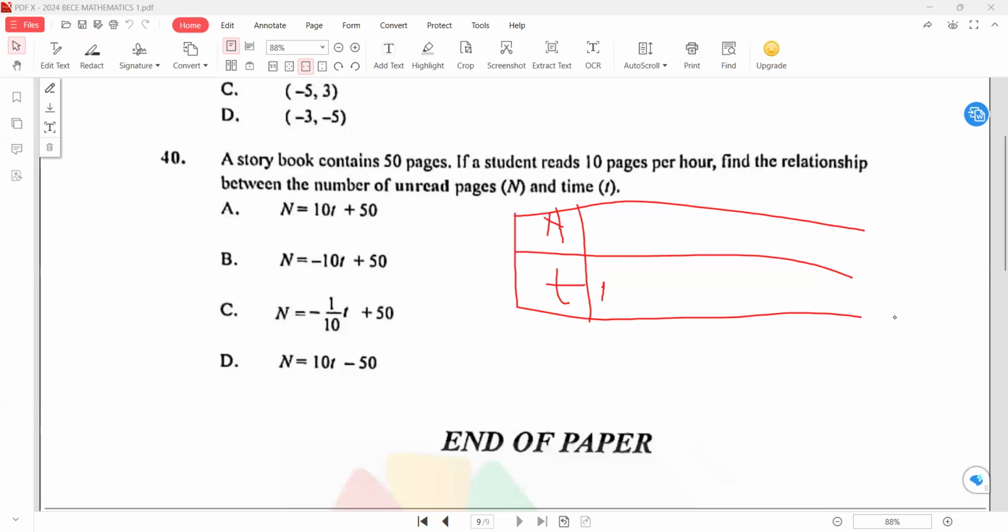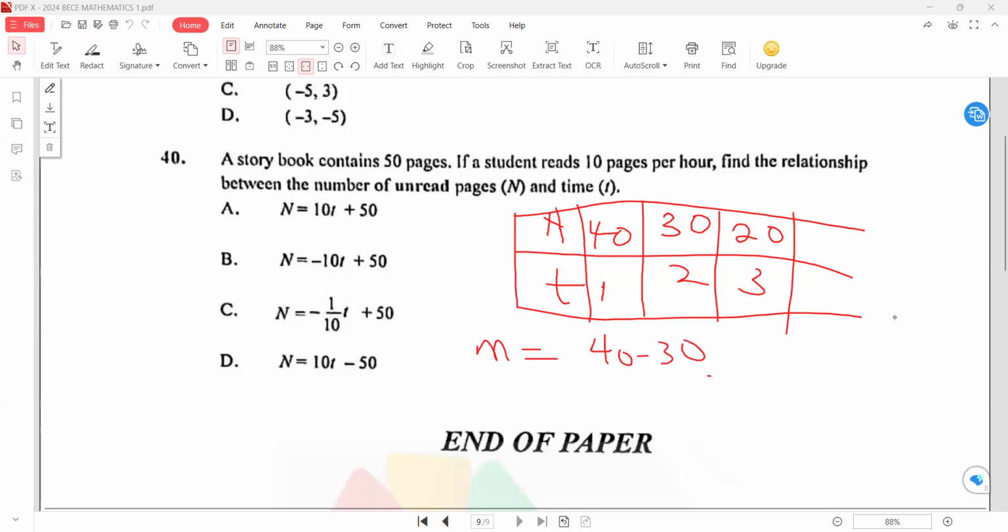If we are looking at 1 hour, 10 pages will be read and the pages are 50. So the ones left should be 40. If you are looking at 2 hours, 20 pages will be read and the ones left will be 30. And so on and so forth. So we can end up here. The gradient should be 40 minus 30 out of 1 minus 2, which is negative 1. 10 out of negative 1 is negative 10.